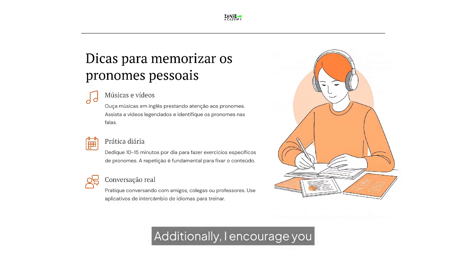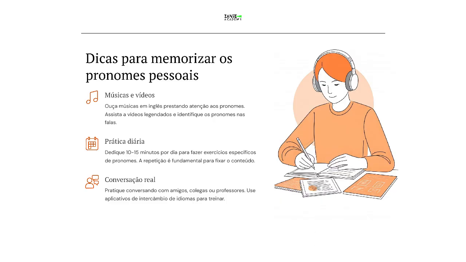Additionally, I encourage you to dedicate just 10 to 15 minutes each day for specific exercises focusing on personal pronouns. This consistent practice is key to retention. Think of it like training for a sport. The more you practice, the better you become. You can use worksheets or online quizzes to keep things fresh and challenging.